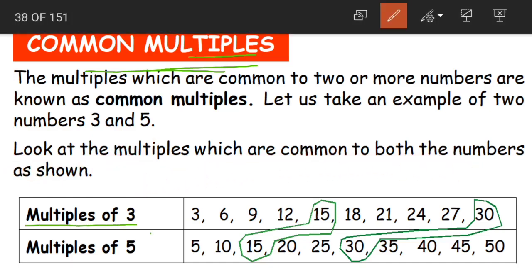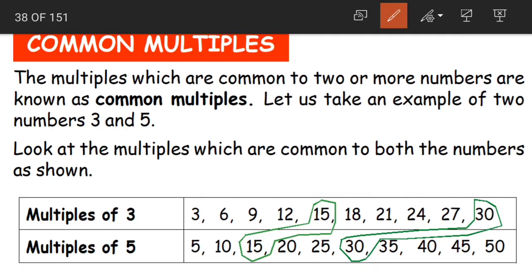Now the multiples of 3 are 3 ones are 3, 3 twos are 6, 3 threes are 9, 3 fours are 12, 3 fives are 15, 3 sixes are 18, 21, 24, 27 and 30. Now the first 10 multiples of 5 are 5 ones are 5, 5 twos are 10, 5 threes are 15, 5 fours are 20, 5 fives are 25, 5 sixes are 30, 5 sevens are 35, 5 eights are 40, 5 nines are 45 and 5 tens are 50. So these are our multiples of 3 and 5.